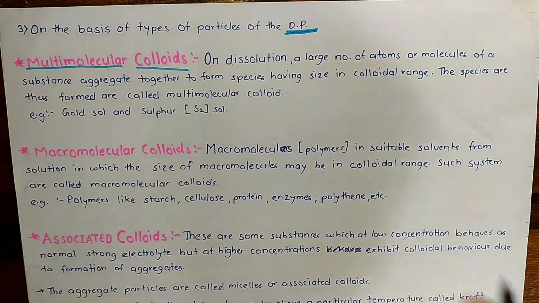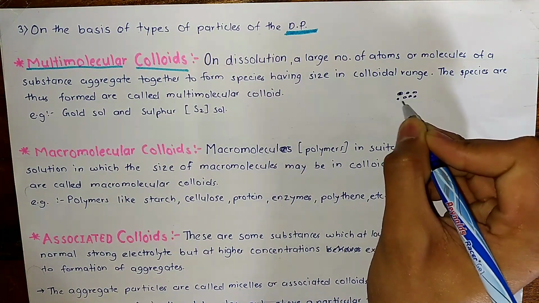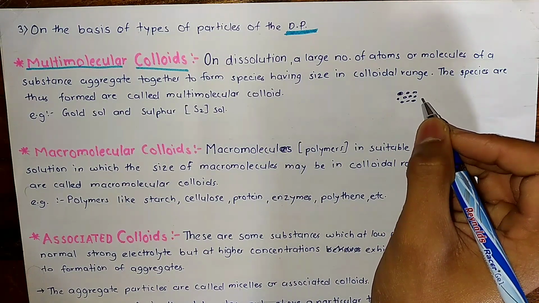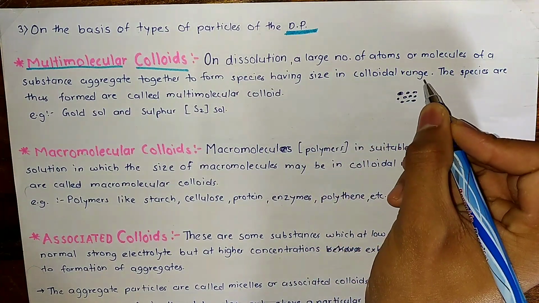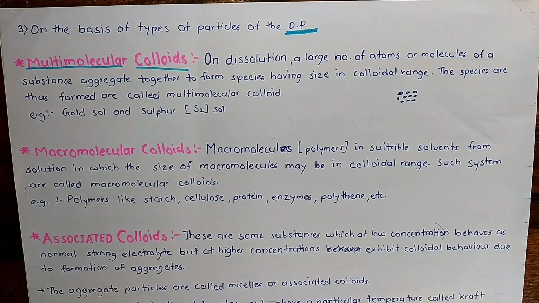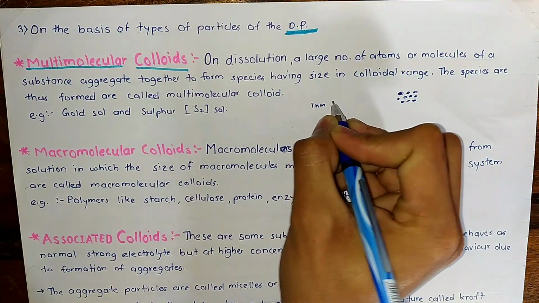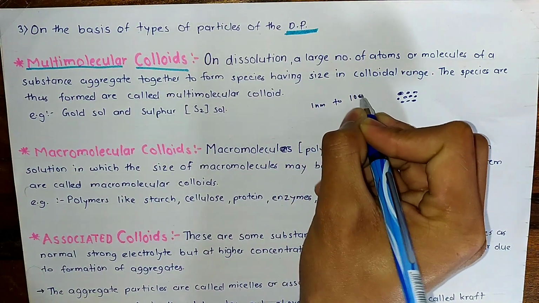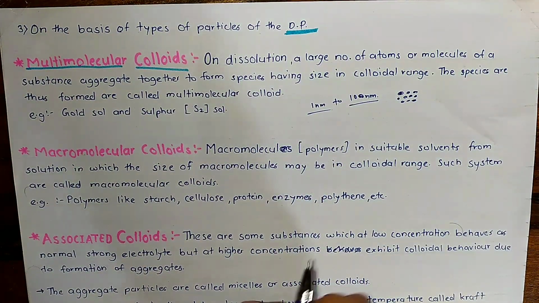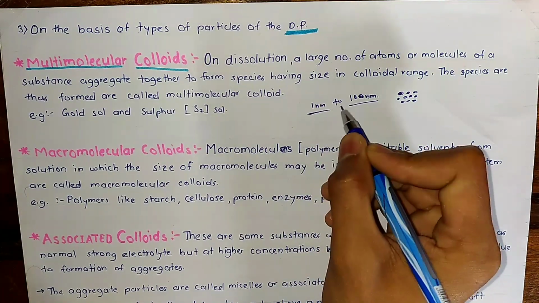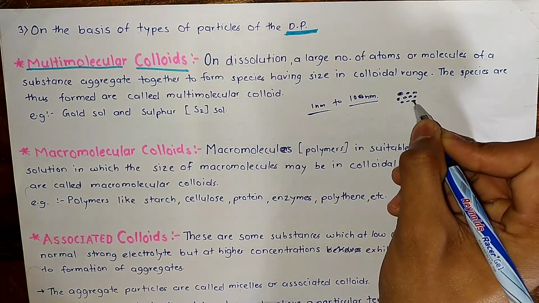Large number of atoms come together, aggregate means come together, to form species having size in the colloidal range. Size of colloidal range ranging between 1 nanometer to 100 nanometers. Okay, the size of species ranging between 1 nanometer to 100 nanometers, and that substance come together and aggregate.